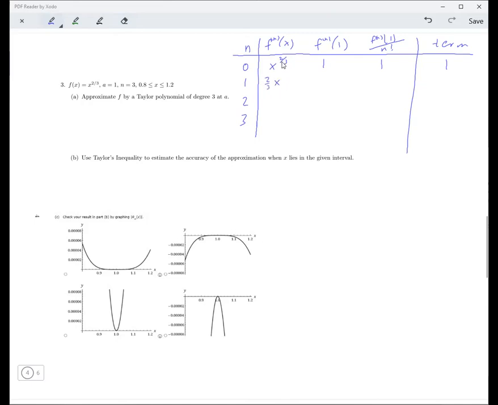X to the subtract 1 from this, you get negative 1/3. You plug a 1 in, you just get 2/3. Divide by 1 factorial, still 2/3. So that's 2/3 x minus 1. Another derivative, this negative 1/3 comes down, so you got negative 2/9. Subtract 1 from that, you get negative 4/3. If you put a 1 in, you get negative 2/9. That's all divided by 2 factorial. So that's going to be negative 1/9, so negative 1/9 x minus 1 squared, because n is 2.